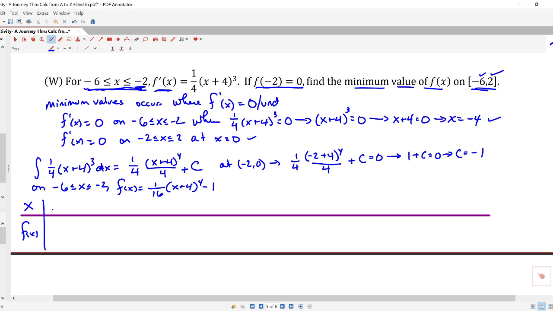And we're going to start at -6. And f of -6, well, we just plug in -6 into our function here. So 1/16, -6 plus 4 to the fourth, minus 1. So -6 plus 4 is -2 to the fourth is 16. 1/16 of 16 is 1, minus 1, we get 0.